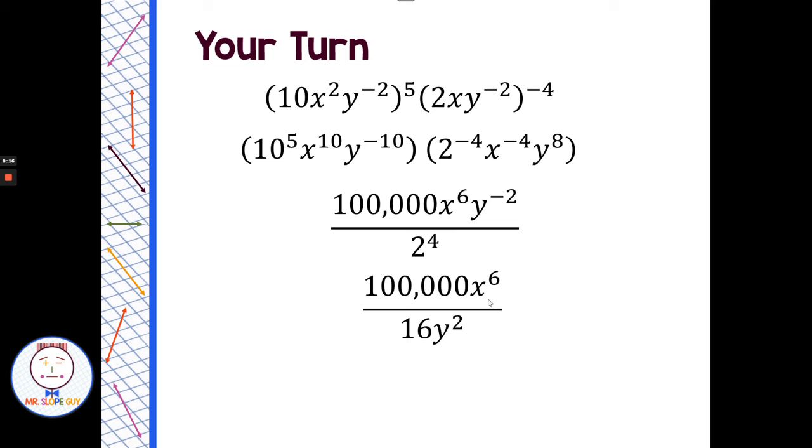I don't have any common factors to cancel on the variables, no x's or y's to cancel. I do have a common factor to cancel or reduce with this 100,000 and 16. And if I divide 100,000 by 16 or reduce it like a fraction, I would get 6,250 x to the 6 over y squared.